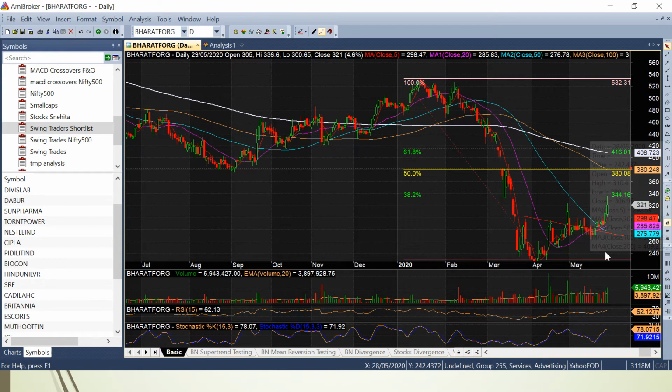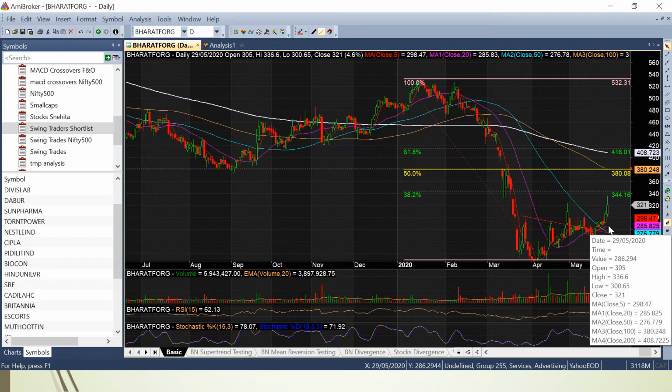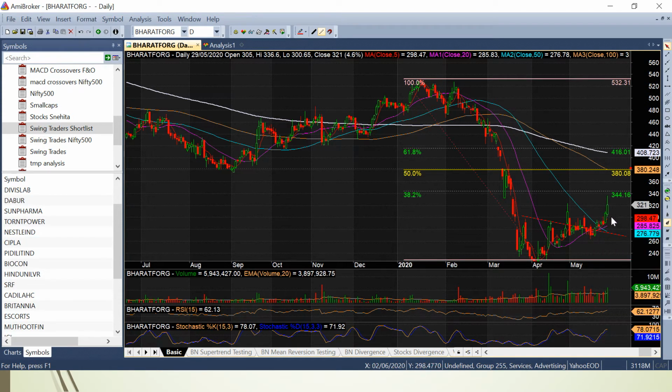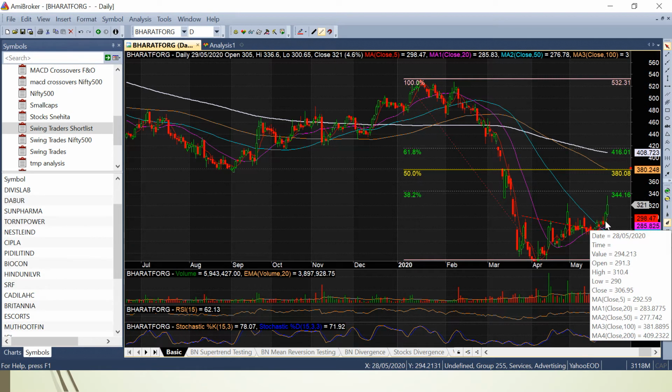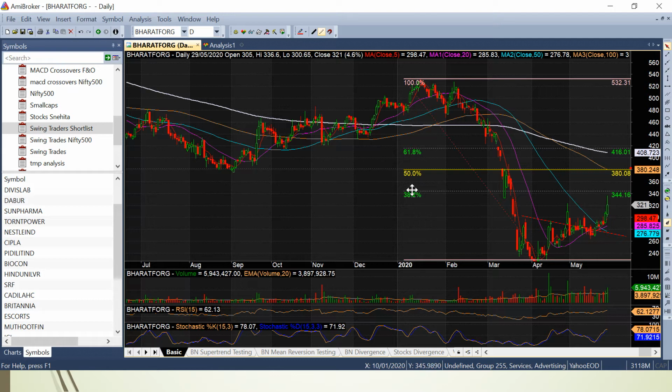Now if I have bought Bharat Forge here, somewhere here, right? What would be my profit price target? Bharat Forge again is one of our stock recommendations right now. Okay, so if we buy here, what would be my target? One could be 38.2, which is almost met.